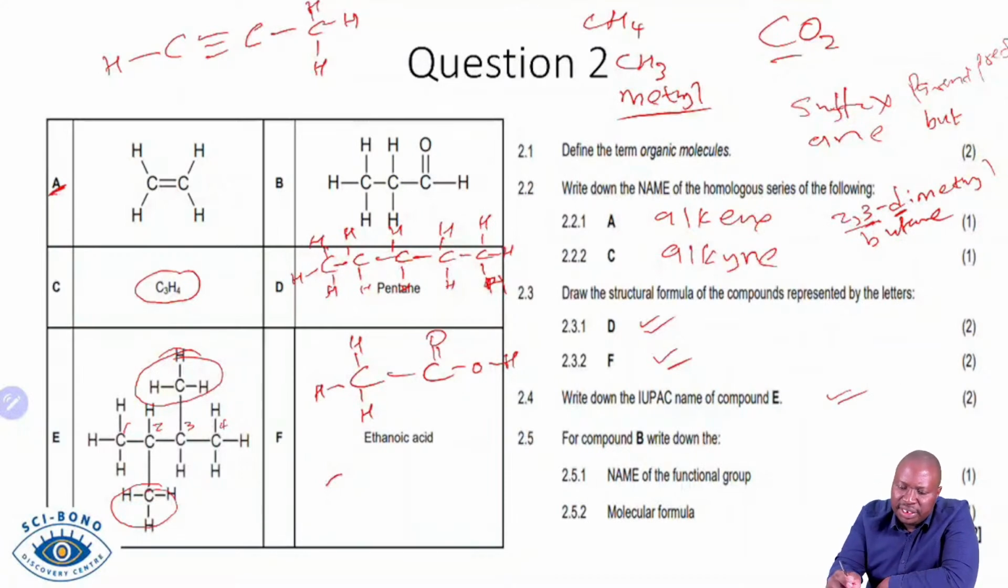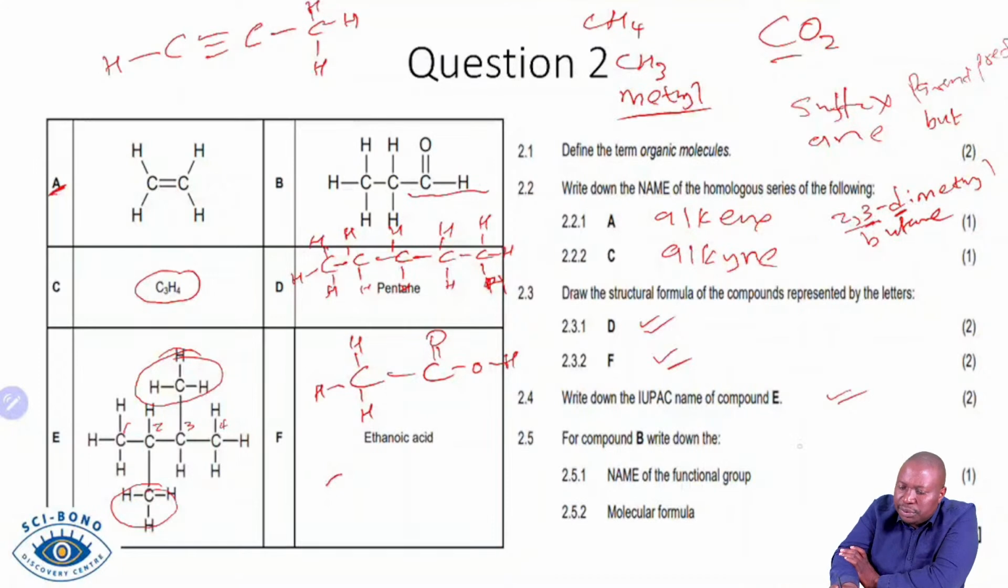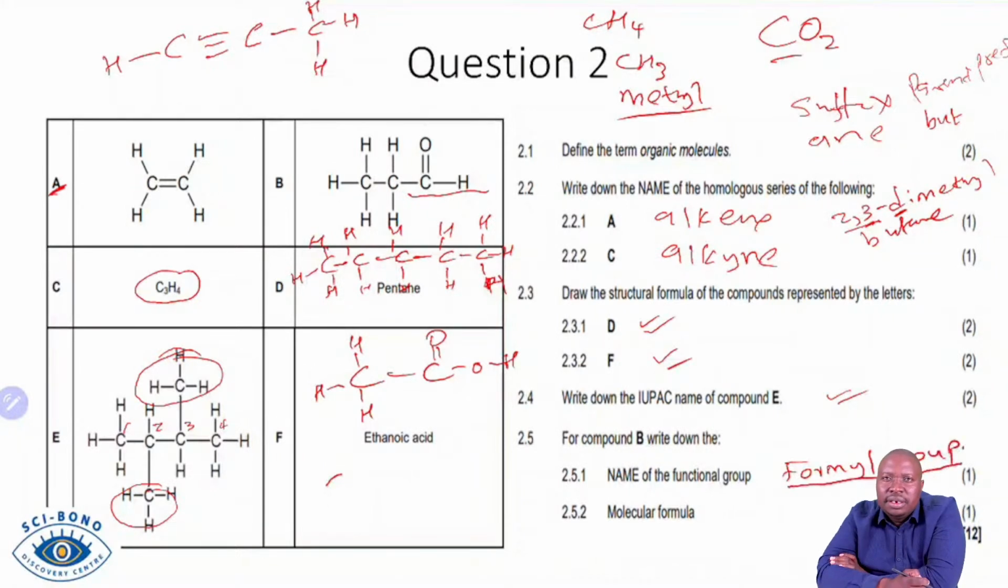And then in 2.5, they said for compound B, write down the name of the functional group for compound B. I think we've done it that side, to say when it's a C double bond O and a hydrogen bonded to a hydrogen, that must be a formyl group. You can call it formyl group or formyl group, is fine. Fortunately, technical science is not an oral language. We don't do oral here. You write your answer. So we'll mark the formyl group that you have written.